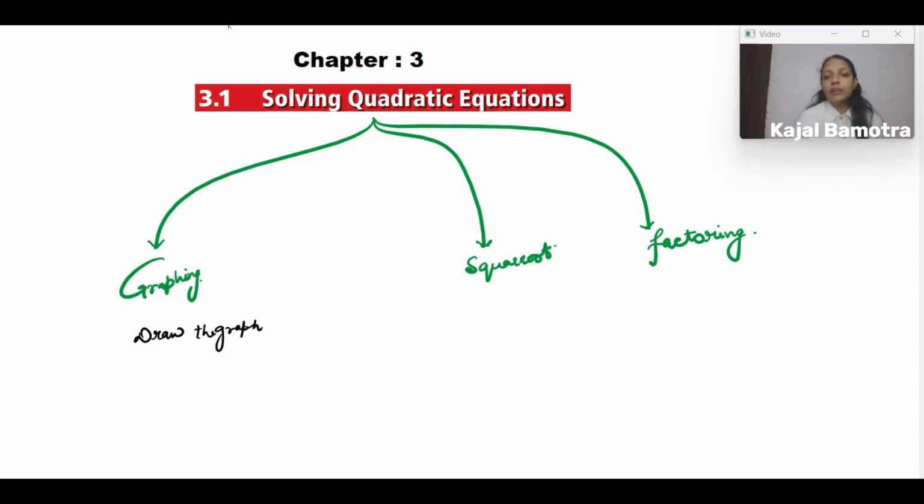The next is the square root method. In this, we just take the square root and we will find the answer. In factoring, we will try to factorize the given expression. Okay, so we will do all three methods one by one. So let's start.